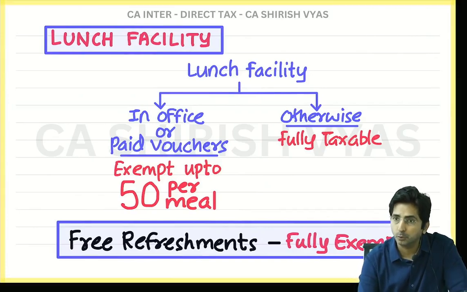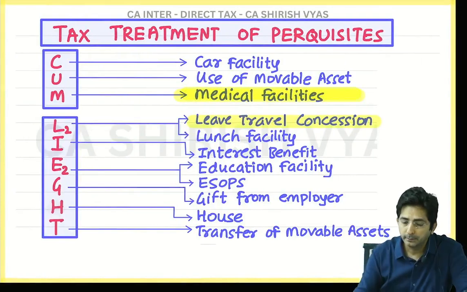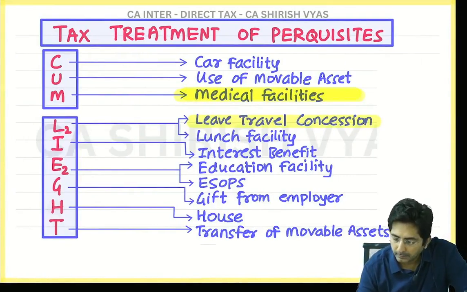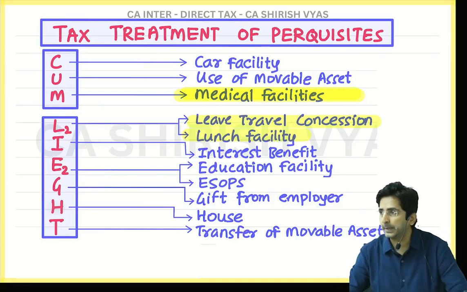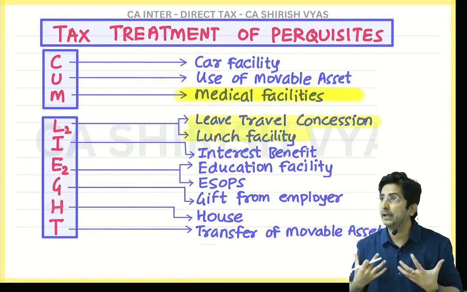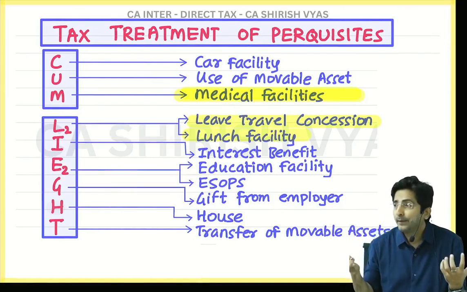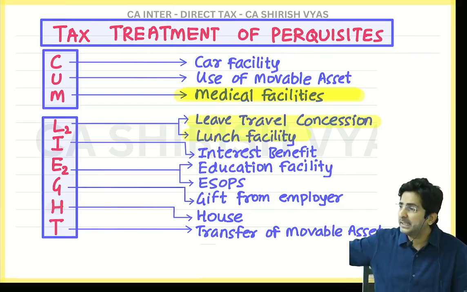So lunch is over. As soon as I complete one theory, I will show you this thing. So what should I highlight now? Lunch facility, this is over, so highlighted, okay? Next in order is what? Interest benefit. For every point, first I'm making you realize, wow, what a benefit. Then I'm explaining taxable or exempt. Can you guess what this interest benefit is?